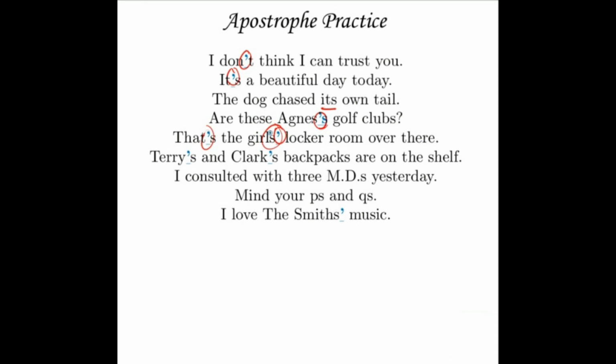Terry's and Clark's backpacks are on the shelf. Terry apostrophe S and Clark apostrophe S. That indicates that Terry owns a backpack and Clark owns a backpack. They do not jointly own one or more backpacks. I consulted with 3 MDs yesterday. Remember, you don't need an apostrophe when you are using capital letters and numbers as nouns.